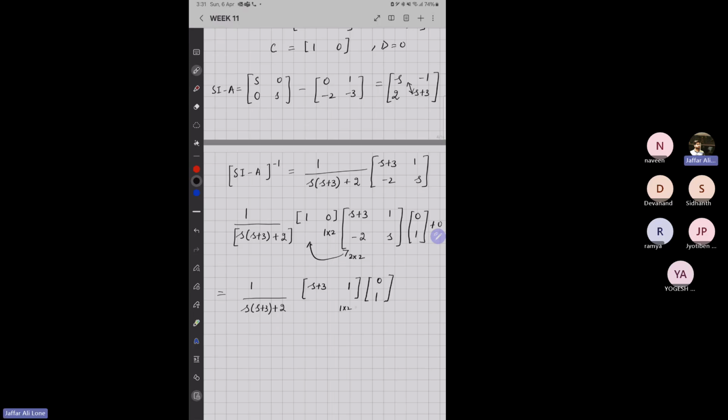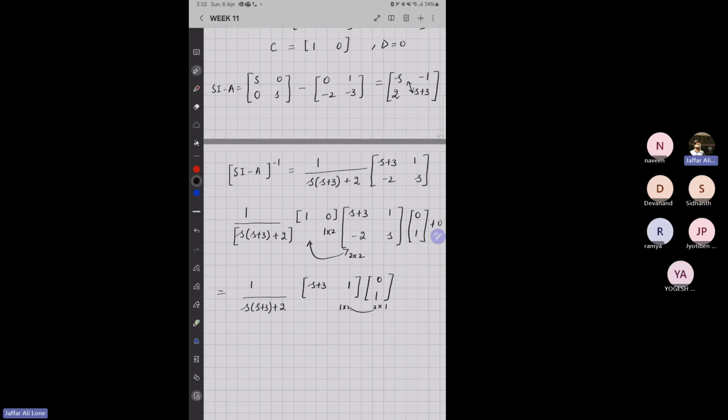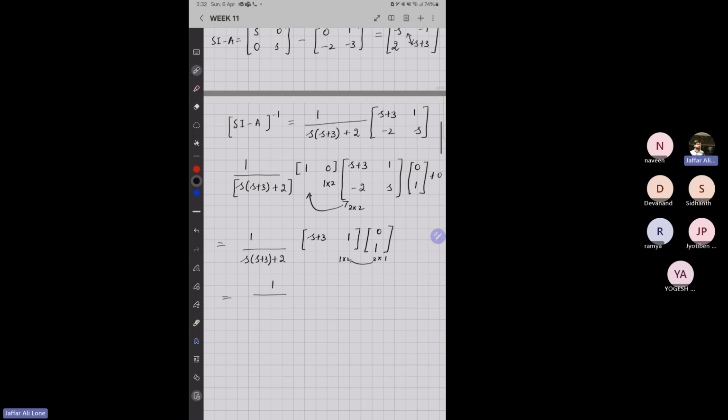Again, this is a 1 by 2 matrix and this is a 2 by 1 matrix. Multiplication is feasible, and we will have a 1 by 1 matrix. So this will be (s plus 3) into 0 plus 1 into 1, so this will be 1. My transfer function will be 1 over s square plus 3s plus 2. So this is my required transfer function, 1 divided by s square plus 3s plus 2.